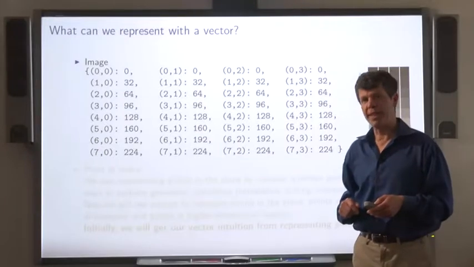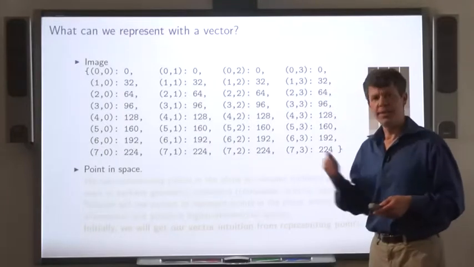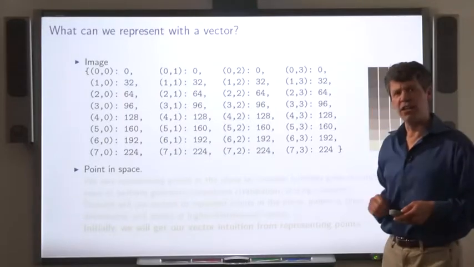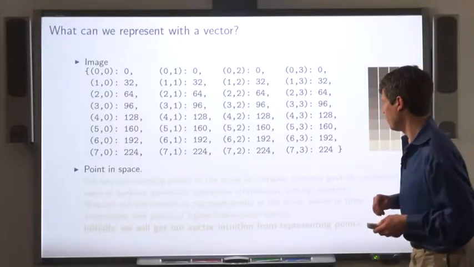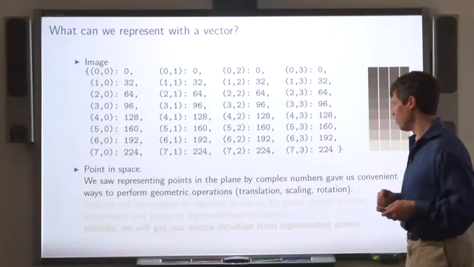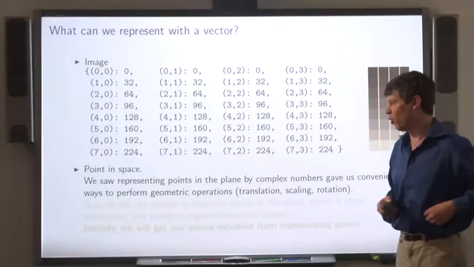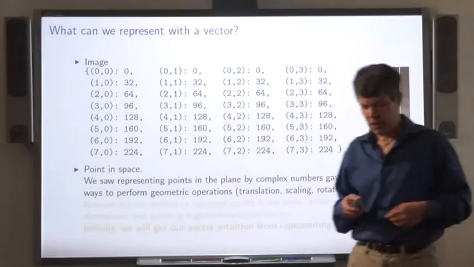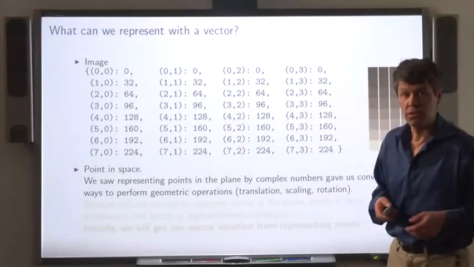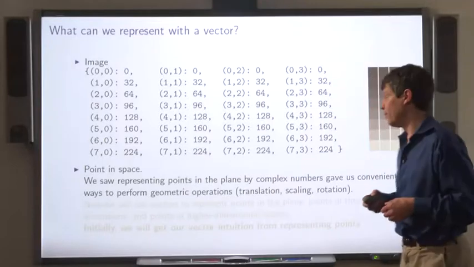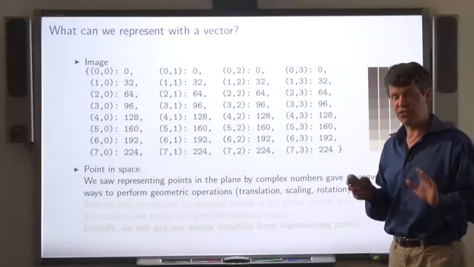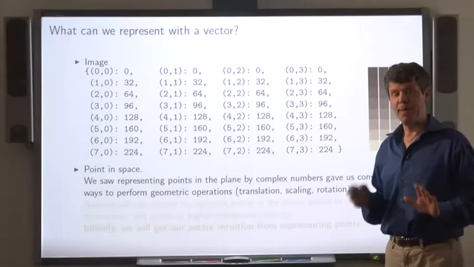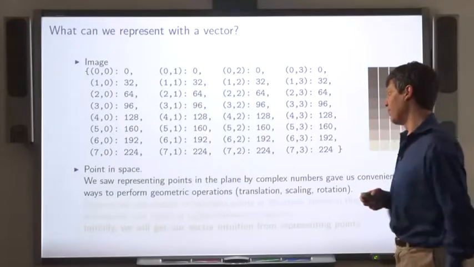We can also represent points in space. This is one of the original uses of vectors, so we'll be taking a closer look at this application. We saw that complex numbers can be represented by points on the plane in such a way that we can carry out geometric transformations in a simple way. We're going to use vectors to represent points, and we'll see how these same operations can be represented using operations on vectors.